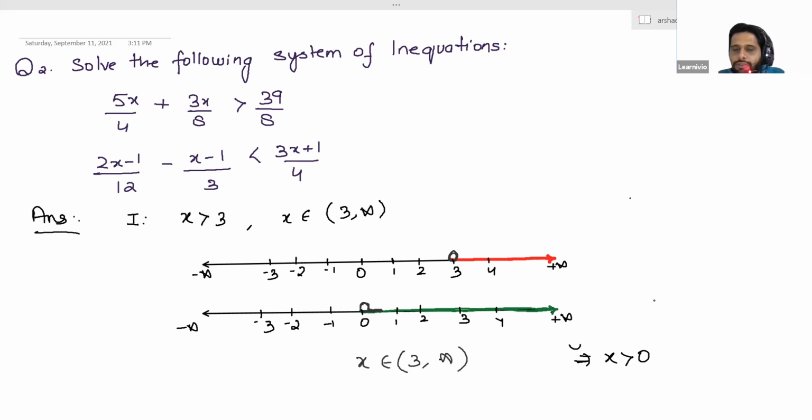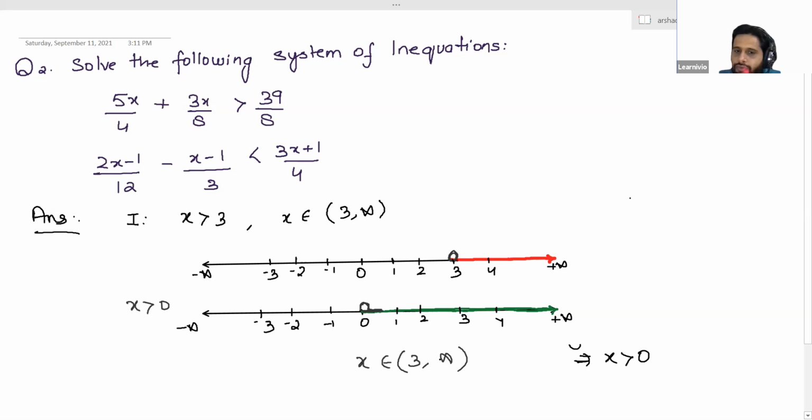Okay, Rishan, is this clear? Not clear. Okay, Rishan, in the first one, we have x is greater than 3, and in the second one we have x is greater than 0. So greater than 3 means 3 we will not include. So our answer will be 3 to infinite, but we will not include 3. And the second one we have x is greater than 0, so we will not include 0. The answer will be all numbers except this 0.